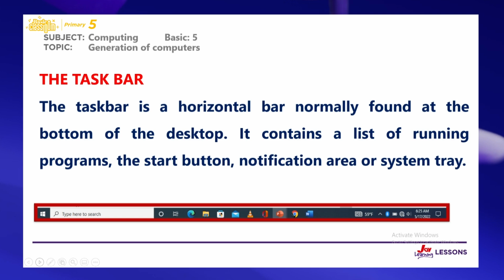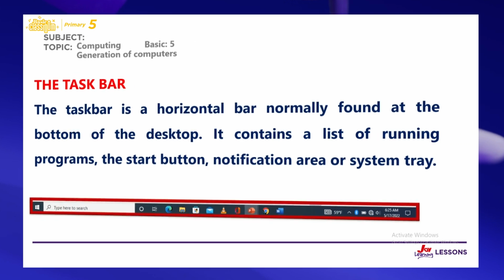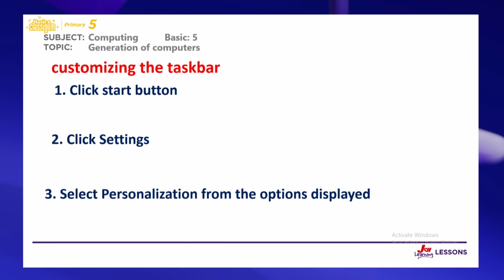And so we have the taskbar here for you to identify. So our main focus is to customize the taskbar. And in order for you to customize it, these are the steps we are going to follow. So number 1, click Start button. Let's look at the Start button. So this is our Start button. If you've turned on your computer, locate your Start button and then you click on it.